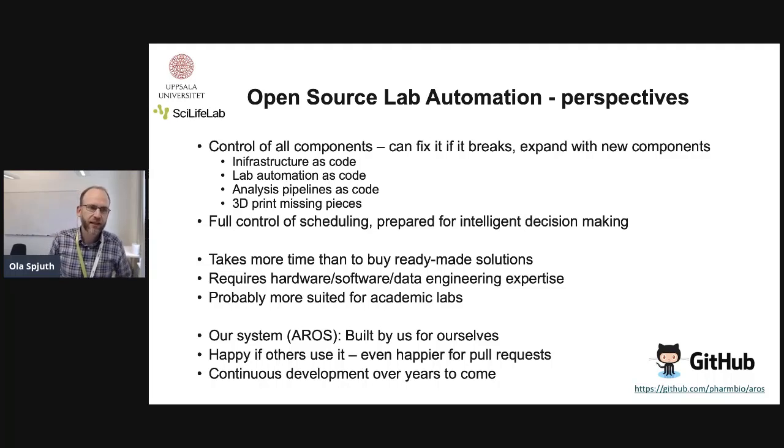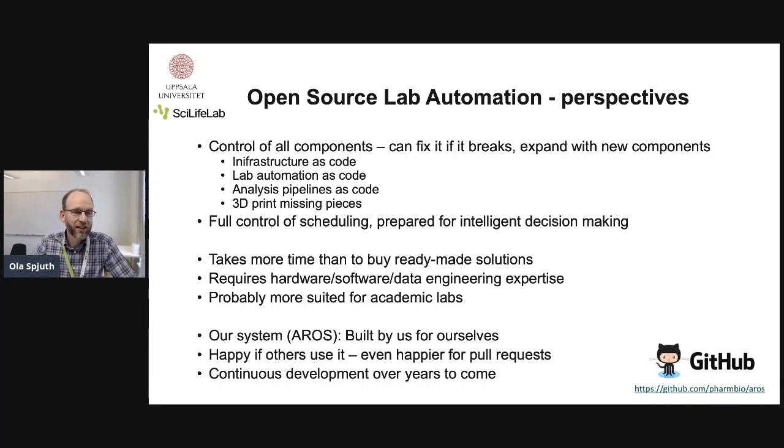Some perspectives on open source lab automation. There are some really clear advantages for us. We have control of all components. If it breaks, we can fix it. If we want to expand it with new things, we can do it. We built all our infrastructure as code, so that is perfectly portable, and we can deploy it on our local servers or on any type of cloud environment.